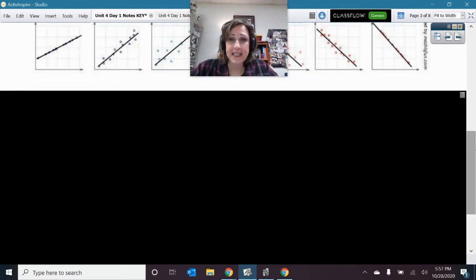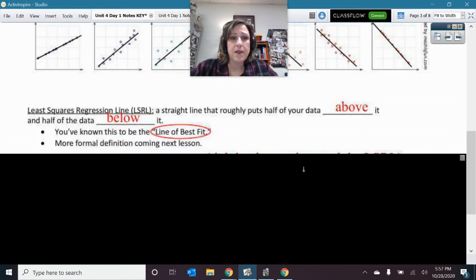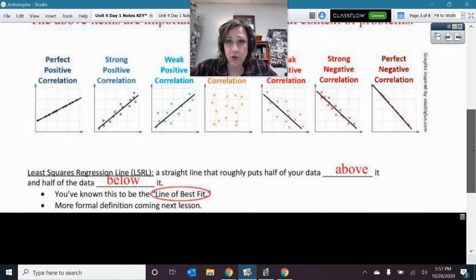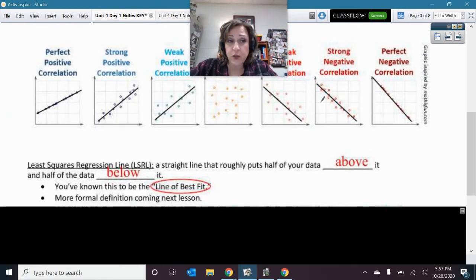Now, next, we want to talk about the equation of the line that is going through those values. That's this thing called a least squares regression line. We'll refer to it as the LSRL. You know it as the line of best fit. Later, in a different lesson, we'll talk about why we call it a least squares regression line. But it roughly puts half of your data above it and half below it. It's kind of the average of the data.